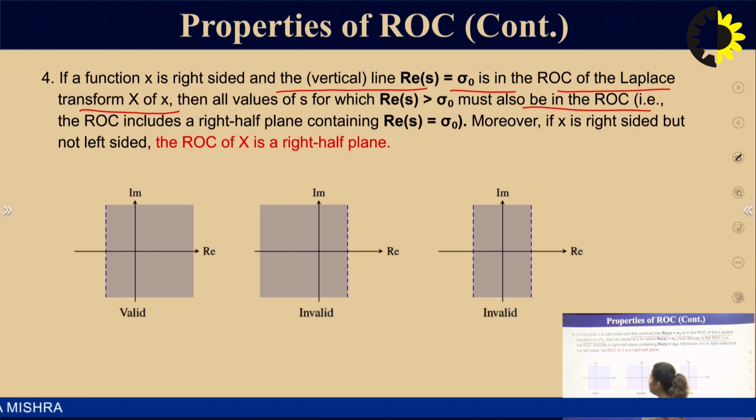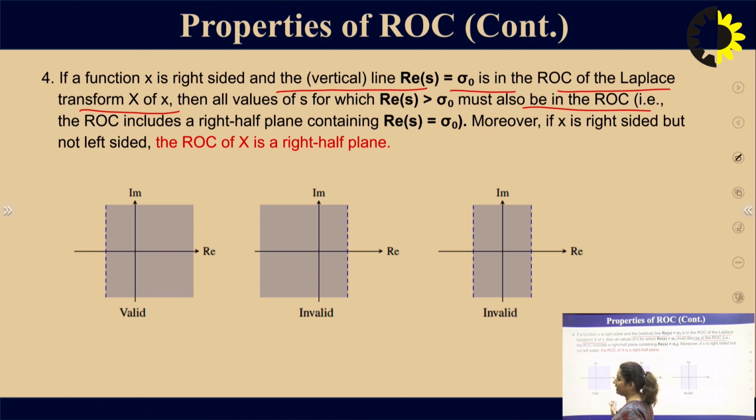So we have already discussed this, that if the signal is a right sided signal, the ROC is the right half plane. If the signal is a left sided signal, the ROC is the left half plane. Here the valid ROC is the first one, as we have a pole at the left side and the ROC at the right side plane or right half plane. So here we have a right half plane. Similarly, if the pole is at the right side, then obviously the ROC will be the left half plane.